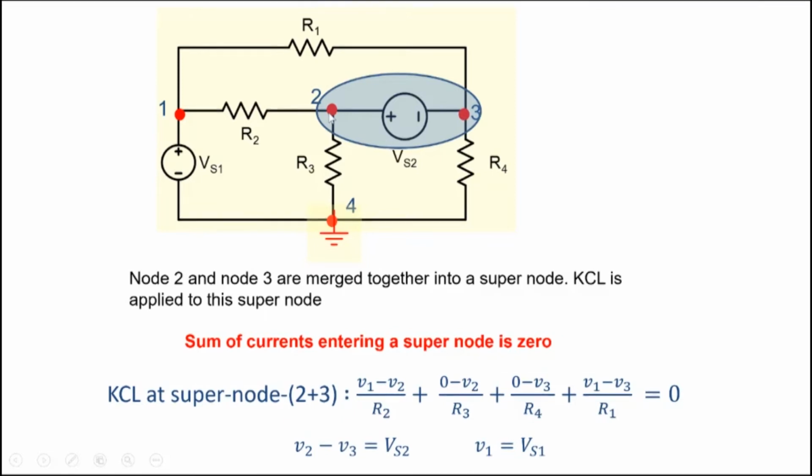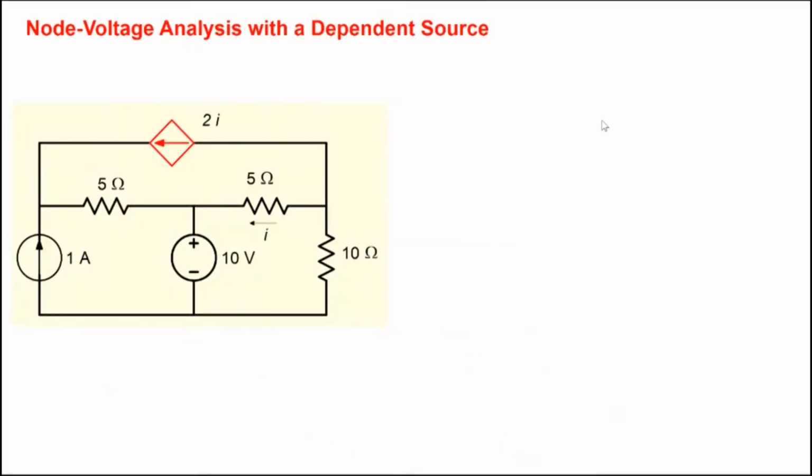For the floating voltage source, we know the relationship V2 minus V3, but we don't know what V2 is or what V3 is, and we are unable to write the current directly in our KCL. So we combine them together into a super node and then write an equation for that super node. That enables us to transform the circuit into a system of equations and solve them.